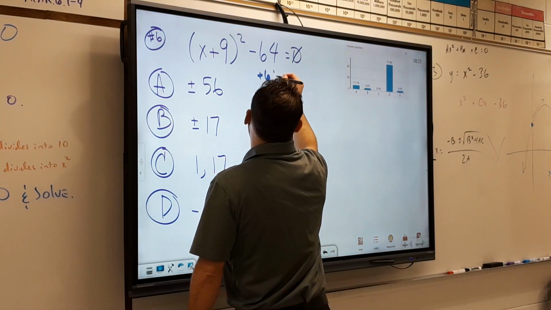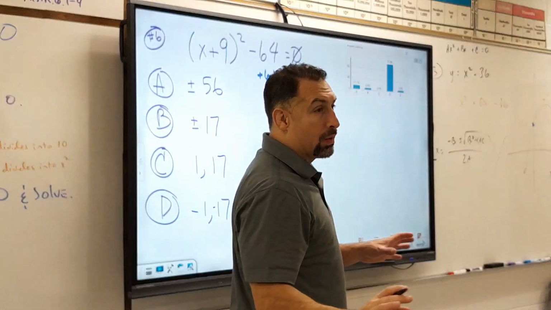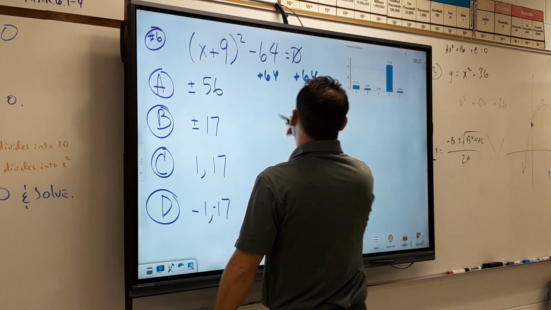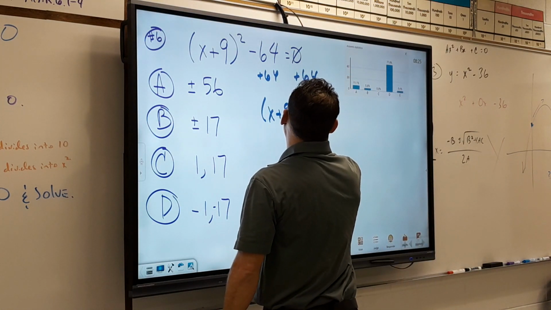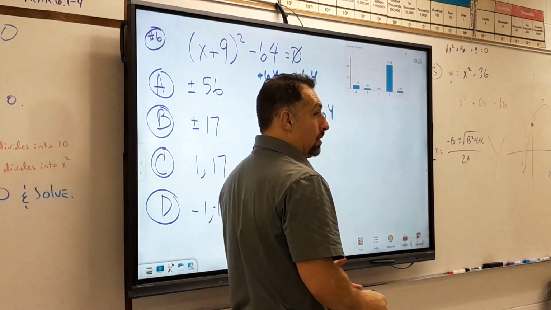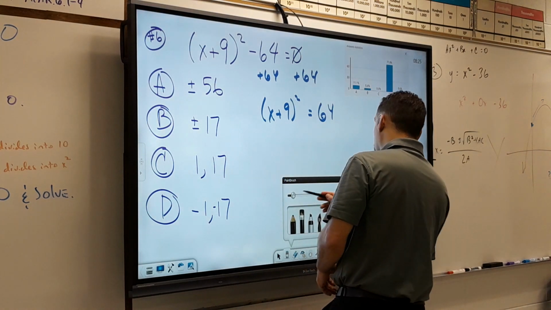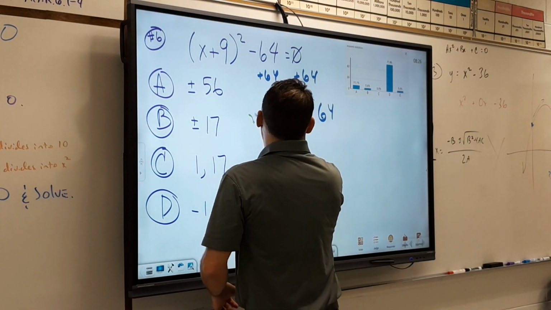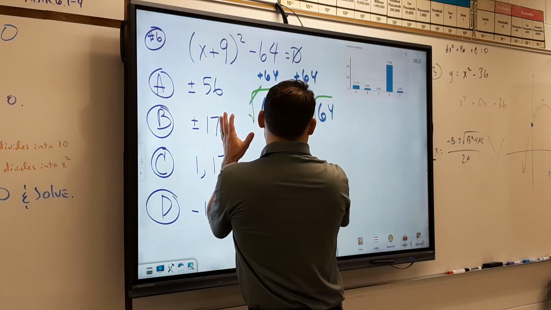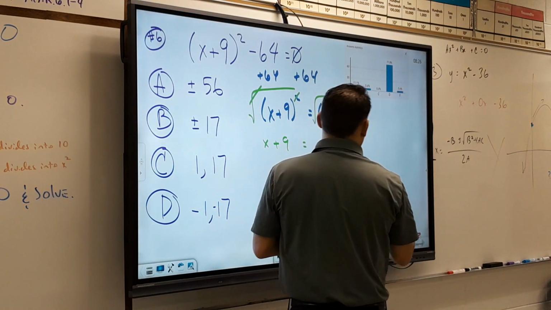So let's go ahead and figure this out. Need to add 64 and add 64. Remember, we don't want to use the square root symbol unless the object squared is by itself. So we just do one step. And now we have x plus 9 all squared equals 64. At this point, now we can use the square root symbol and get rid of that item squared. This allows us to get to the x plus 9, and you get plus or minus the square root of 64.